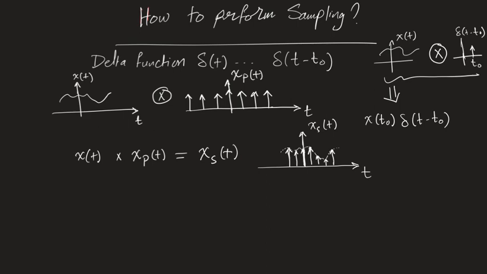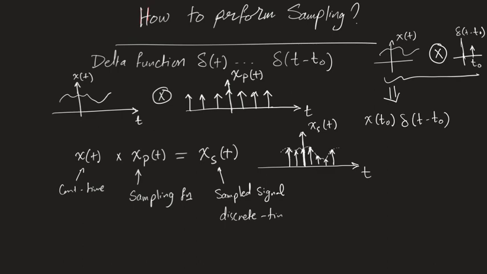Okay? Again, just for naming, this is the sampling function. This is the sampled signal. And this is the continuous time signal. So the sampled signal is basically the discrete time signal. It's the same now as our discrete time signal. I hope you are convinced with this in terms of just qualitative representation.